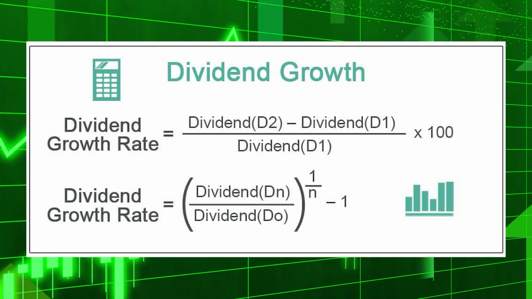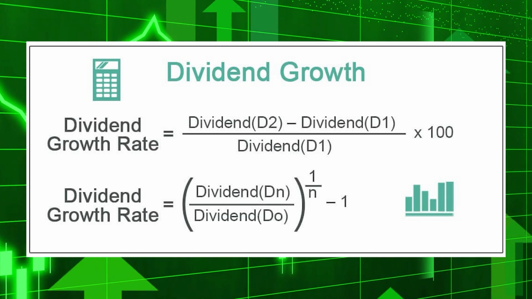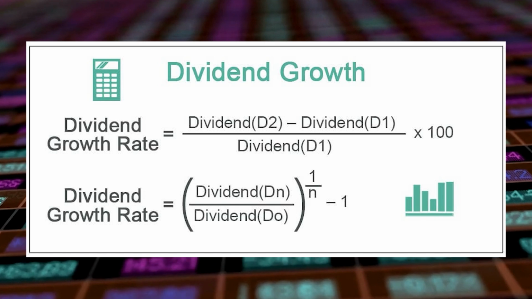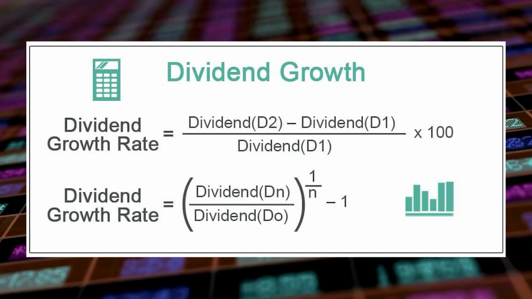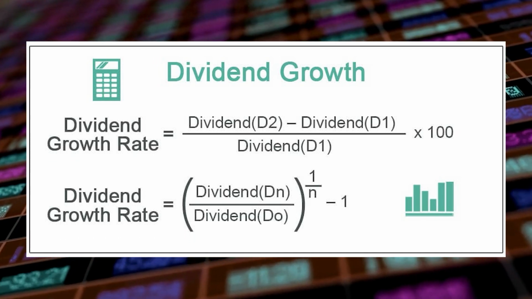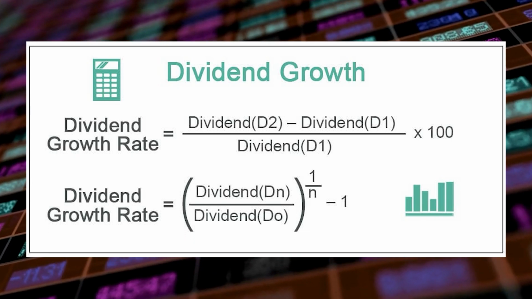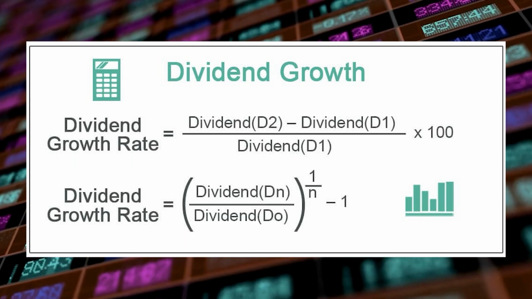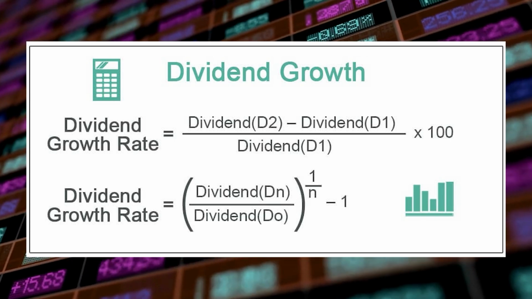Now, if you were to calculate the dividend growth rate, you would typically take the difference between the final dividend payment and the initial dividend payment, divided by the initial dividend payment, and then divide that result by the number of years in the period. And finally, the result is expressed as a percentage.